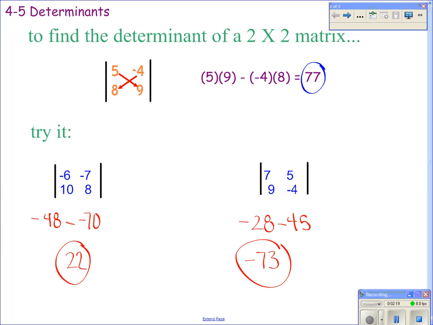Yes? What is the definition of a determinant? The determinant is finding a single value, and the value tells you whether or not there's an inverse, which we're going to talk about in our last section.